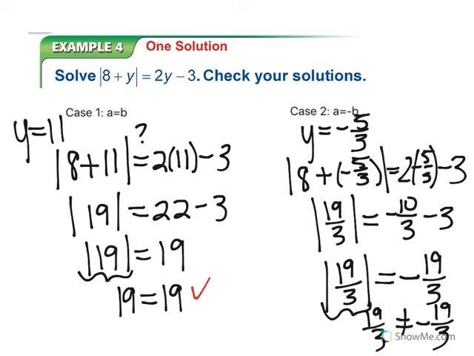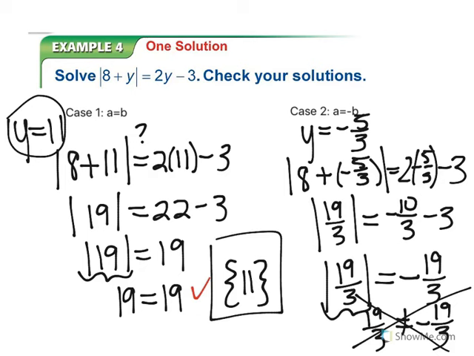So in this case, we only have one solution, which is y is 11. And remember, the way you write that is with your brackets, 11, and that's going to be your only solution. Now you try an example.